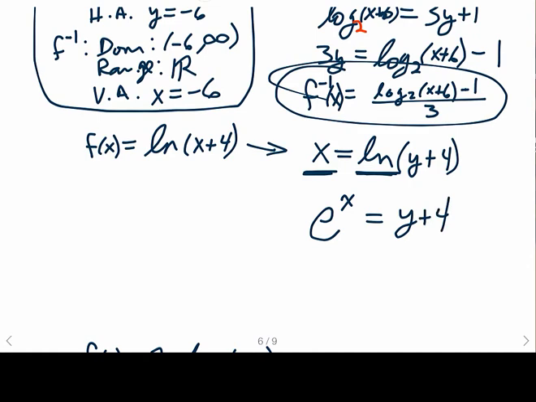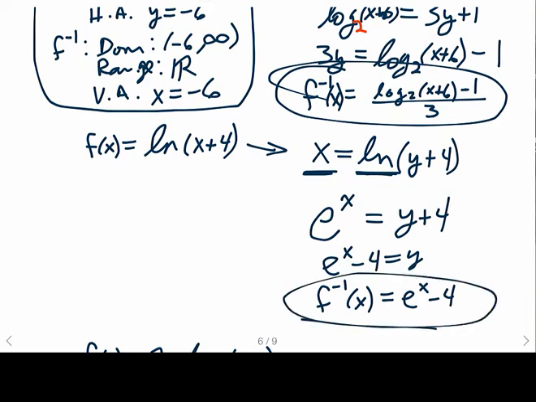I know this is all weird, but let's try to process what you can. And as you watch more videos throughout this topic, things will hopefully fall into place a little more. In any case, now I'm solving for y, and so e to the x minus 4 is equal to y. And so I'm going to write down that f inverse of x, showing good form, is equal to e to the x minus 4.